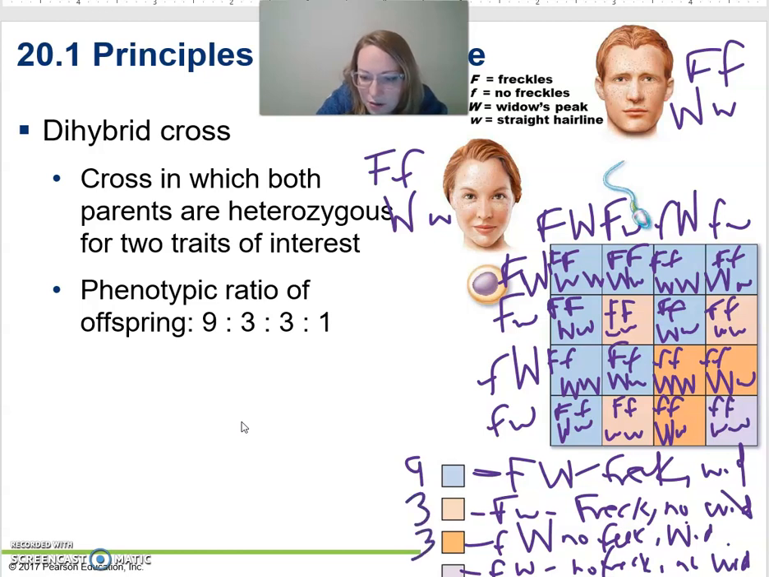So all things being equal, 9 times out of 16, you'll have a child with freckles and a widow's peak. 3 out of 16, freckles, no widow's peak. 3 out of 16, no freckles, widow's peak, and 1 out of 16 times neither freckles nor a widow's peak. So a little bit more than half the time, their offspring will have both freckles and a widow's peak.